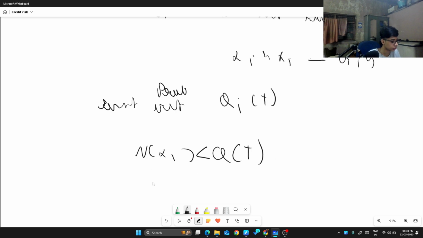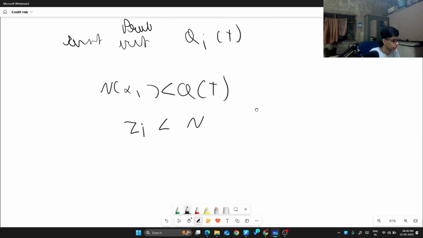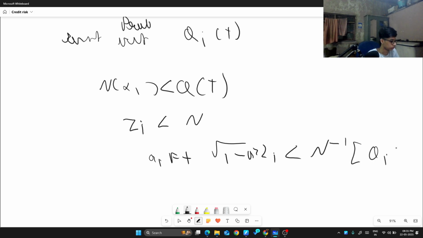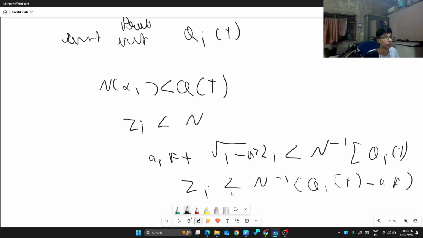So our final formula would be, that gives us our x. We have x as ai f plus root 1 minus a square zi is greater than the inverse of N of qit, and zi is greater than N inverse of qit minus ai f, over root 1 minus a square.